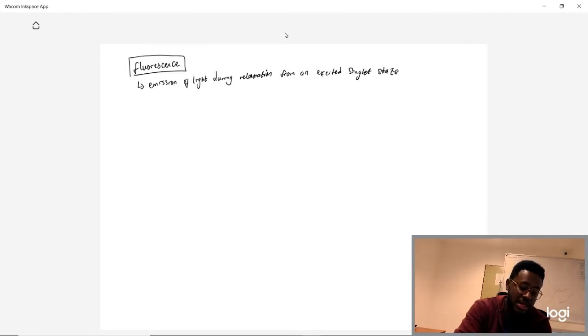So what does that mean? What is a singlet state? An energy level of a single state. Okay, let's draw our favorite diagram, our Jablonski diagram. You have this is your S0. This is your ground singlet state.